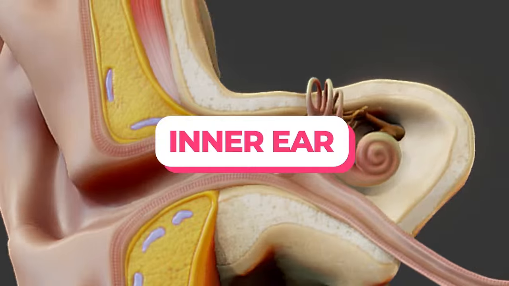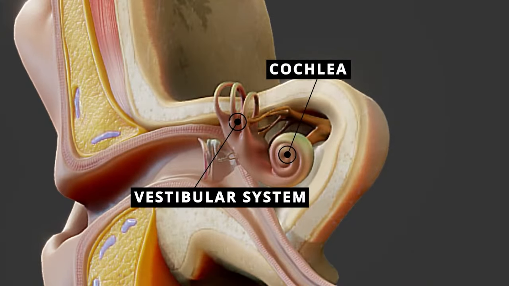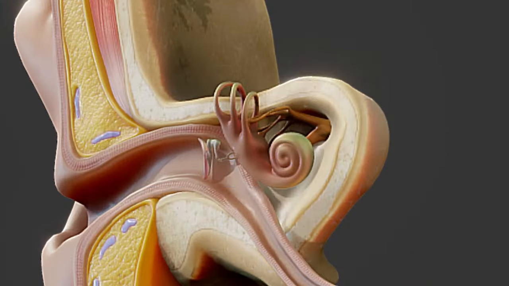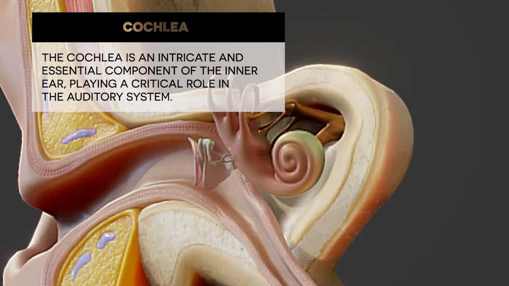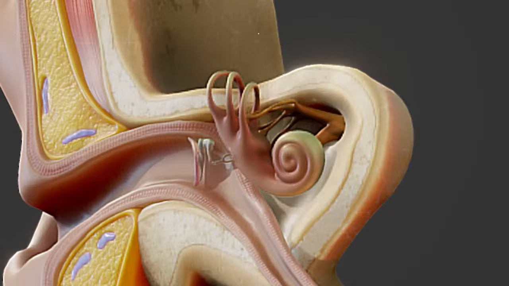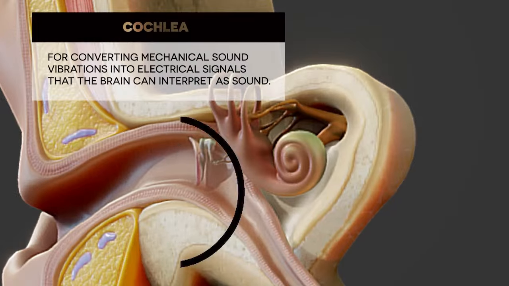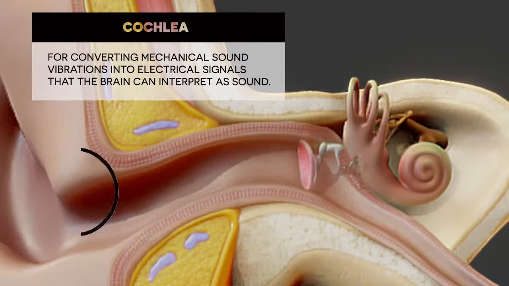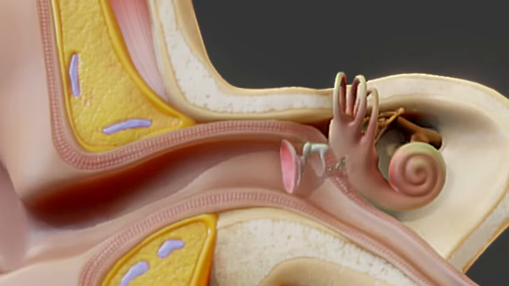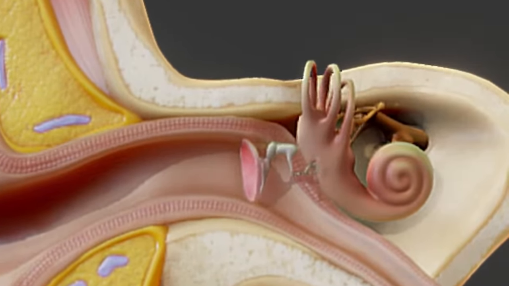Inner ear. Inner ear consists of cochlea and vestibular system. Cochlea. The cochlea is an intricate and essential component of the inner ear, playing a critical role in the auditory system. It is responsible for converting mechanical sound vibrations into electrical signals that the brain can interpret as sound. Here's a more detailed look at its structure and function.